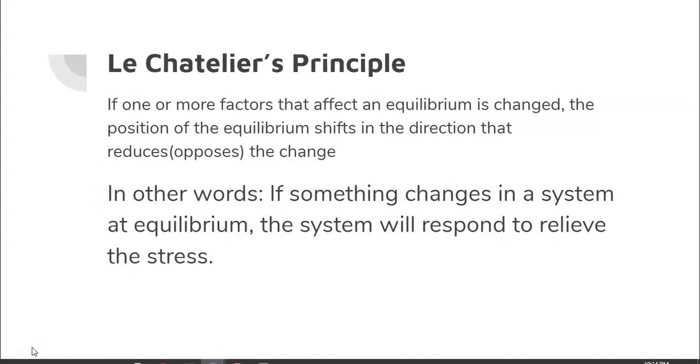So Le Chatelier's principle: if one or more factors that affect equilibrium is changed, the position of the equilibrium shifts in the direction that reduces or opposes the change. In other words, if something changes in the system at equilibrium, the system is going to respond to relieve that stress. So it's going to shift one direction or the other. If you do something that affects the product, it might shift to make more reactants. If you do something that affects the reactants, it's going to shift to the product side, depending on what's happening. And so we're going to look at that.